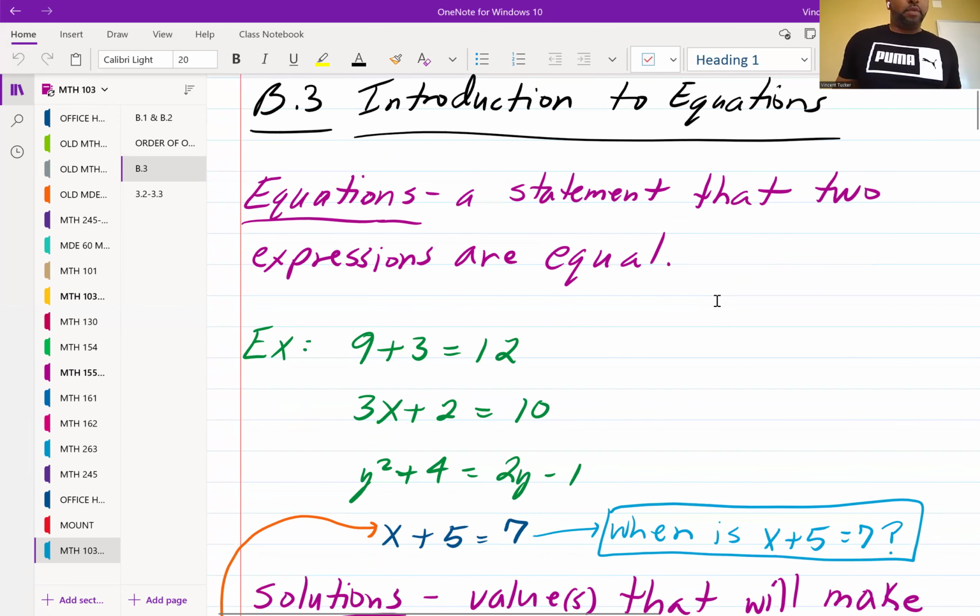Last class we knocked out B1, B2. Today we'll just look at B3 and go from there.